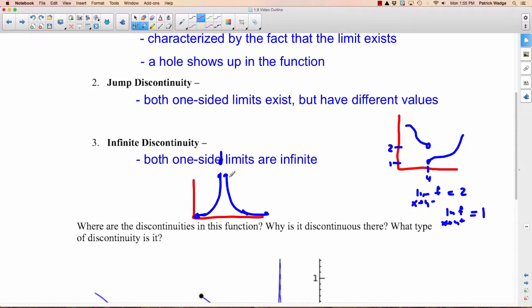But the key is that these two here are tending towards an asymptote going up towards infinity, so this is an infinite discontinuity. Both one-sided limits are infinite. It doesn't have to be positive infinity, it could also go down to negative infinity. One or both of them could go down to negative infinity.